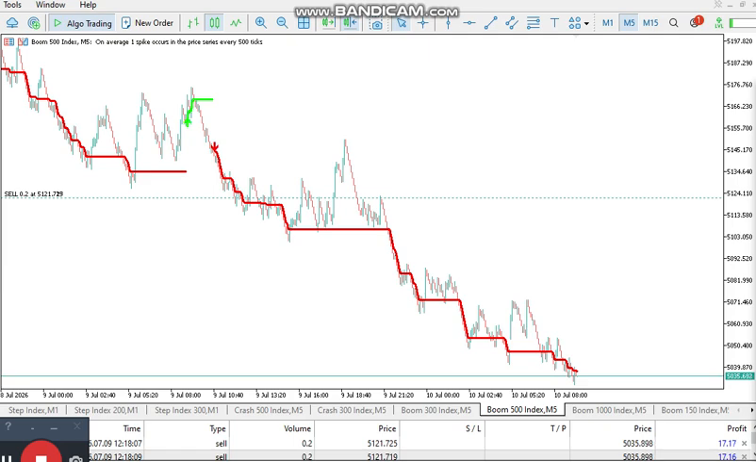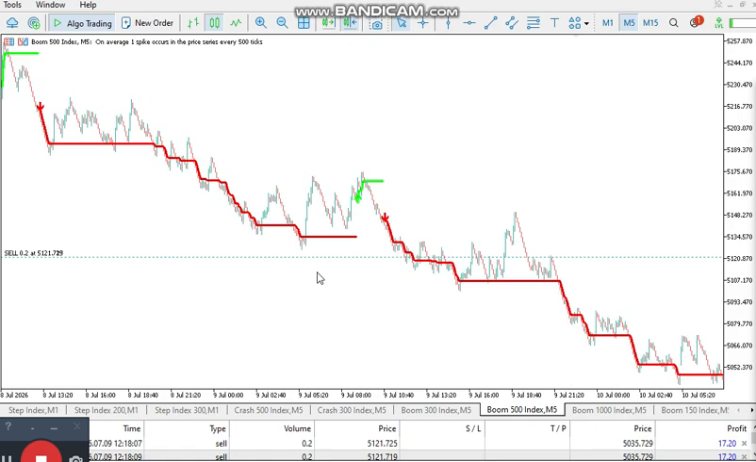At this particular time, as you can see, we are on Boom 500 on the 5 minute time frame, and this is the indicator that we installed on it. And I told you guys that this indicator does not repaint. Once it appears on this particular chart, it stays permanently on this chart.